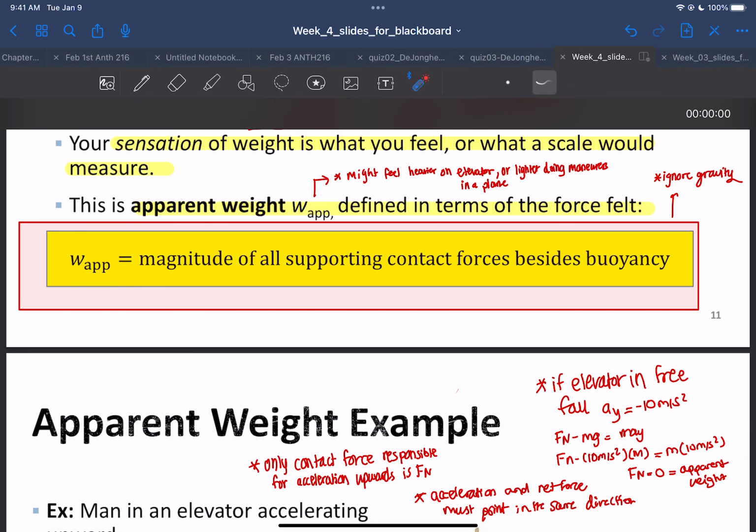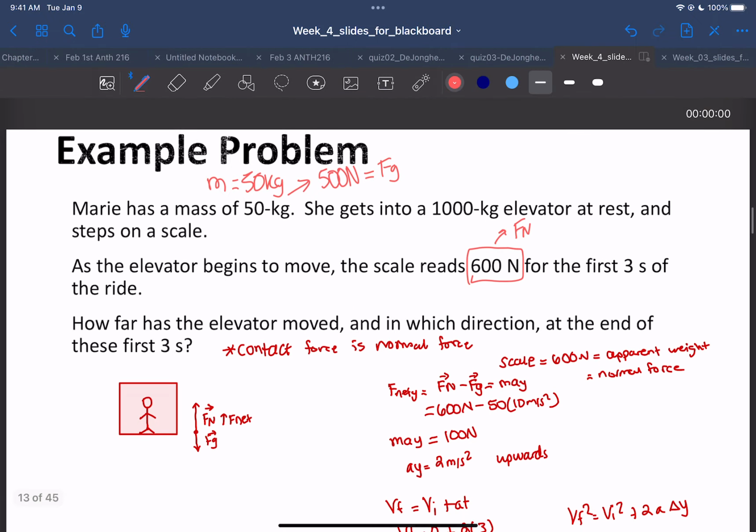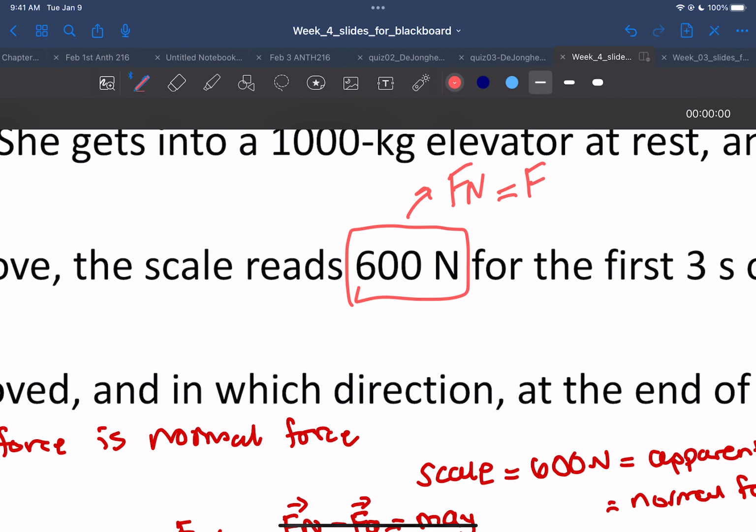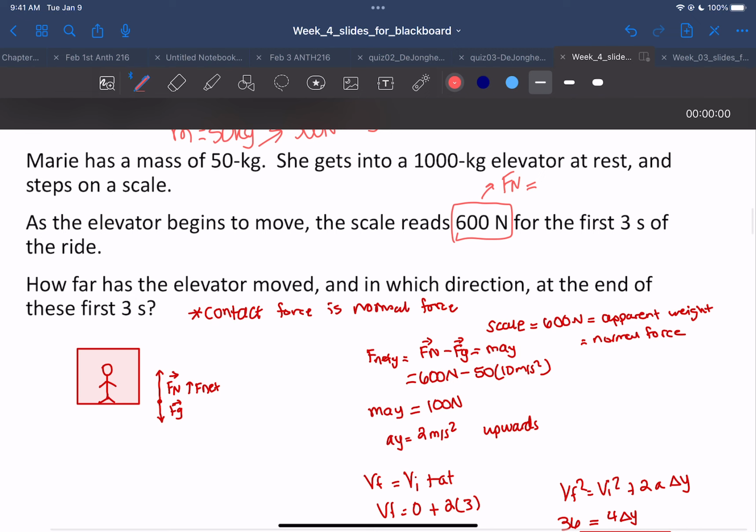the sum of all the contact forces should be our apparent weight, right? So this essentially is our apparent weight, or FAP, right? But yeah, that's our normal force, so excellent.